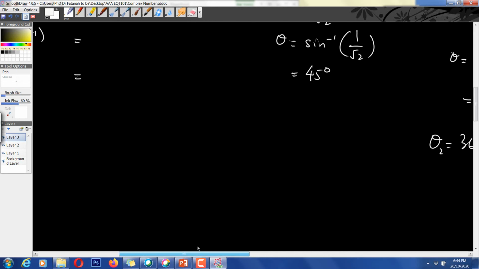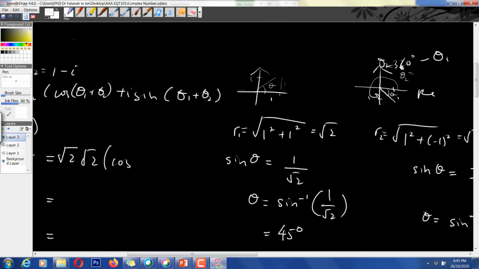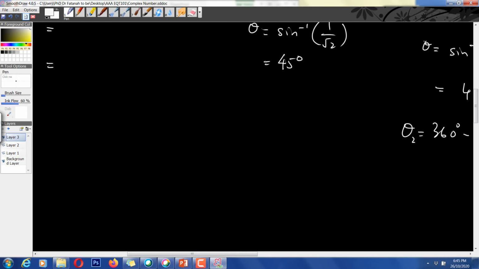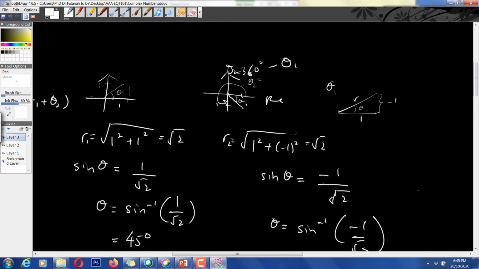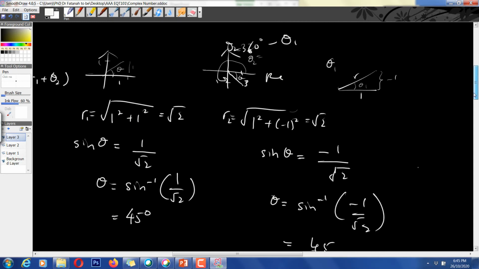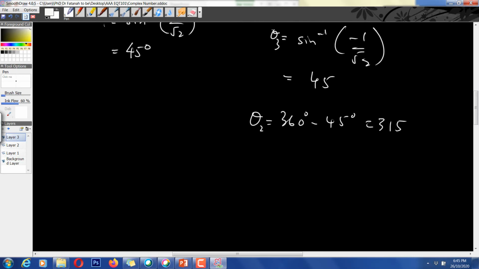We just put this into the formula. R1 is square root 2 times square root 2, and cos of theta plus, so we add these two numbers, 45 and 315. Let's say this is theta 3, this is theta 1, and this is theta 2. Now we need to find theta 1 plus theta 2, so 45 degrees plus 315.